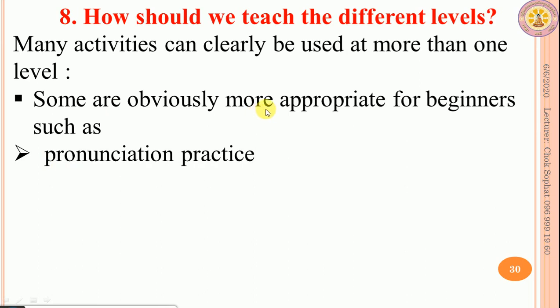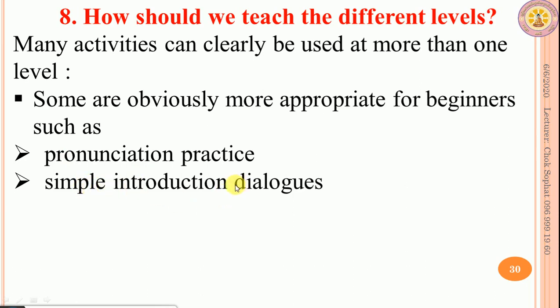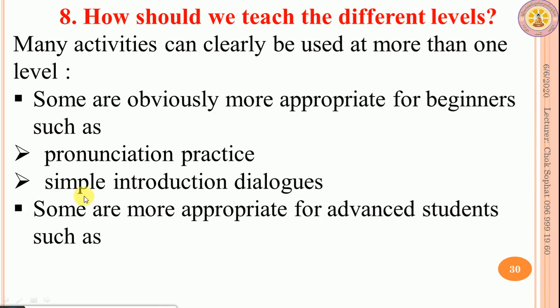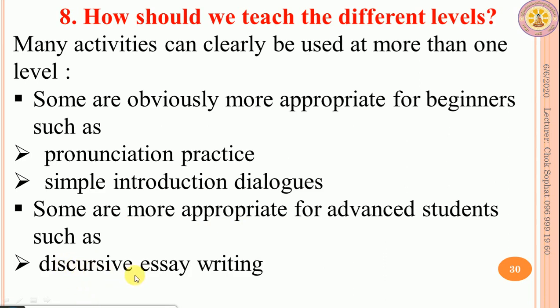Okay, some are more appropriate for beginners, such as pronunciation practice, simple interaction, dialogue. Some are more appropriate for advanced students, such as discursive essay writing. So the activity for beginner and the activity for advanced is completely different, right? For beginner, we just stick to practicing pronunciation skill and simple interaction dialogue. But for advanced level, we have to use the language perfectly by writing an essay, a paragraph, examples like that. For more debating.